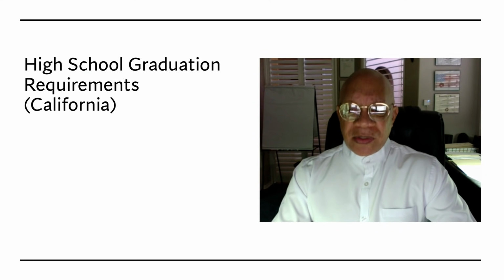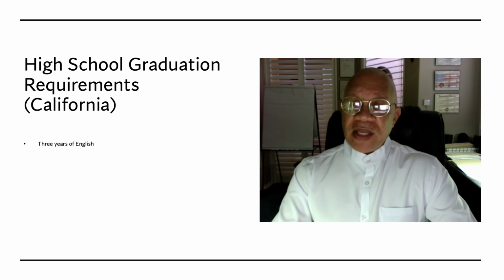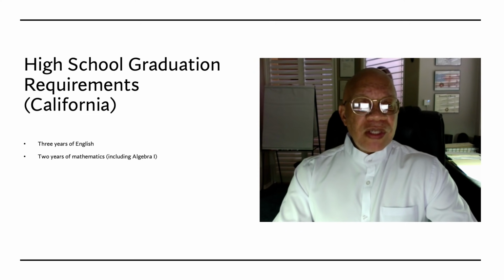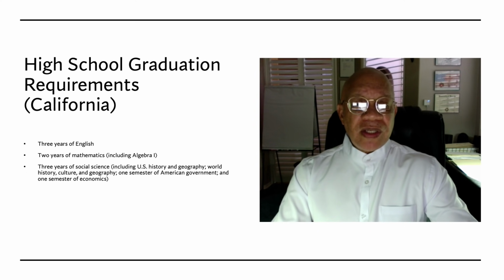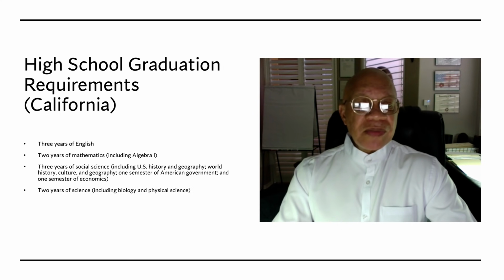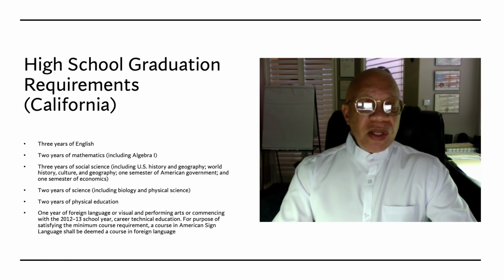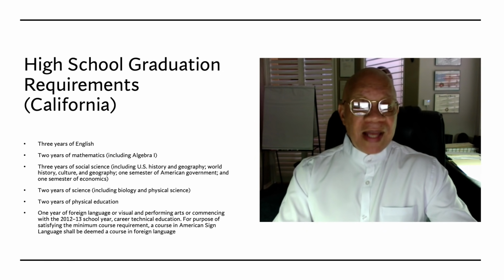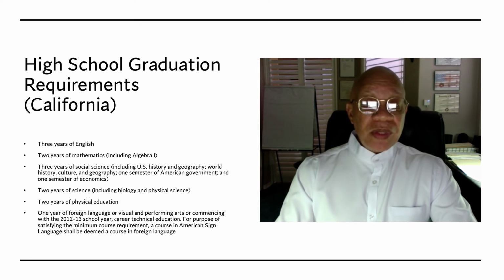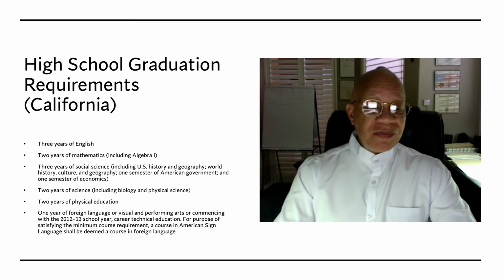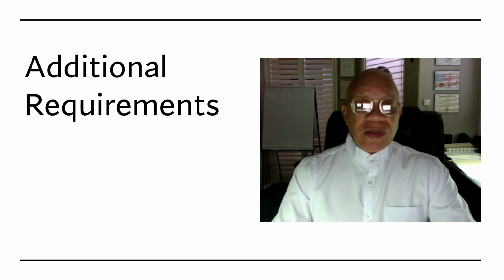Okay, so high school requirements. To receive a high school diploma, students must fulfill the state and district graduation requirements, and they are state mandated. So you have 3 years of English, 2 years of math, 3 years of social science, which is world history, American government, and economics. 2 years of science is a minimum, 2 years of physical education, and also 1 year of a foreign language or visual fine arts, as they call it. You can also include computer science courses, even American Sign Language, as a foreign language. Okay, so these are all the requirements.